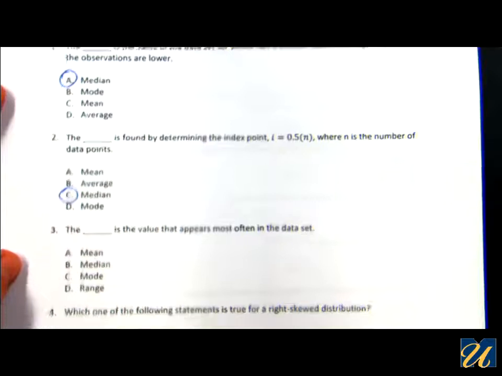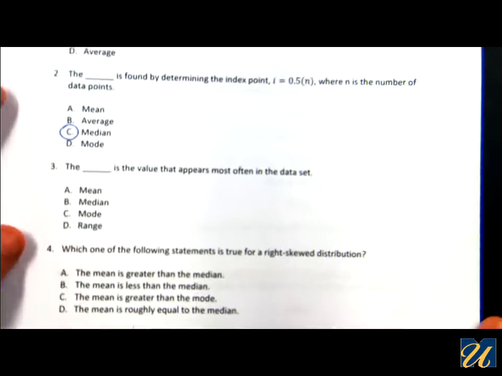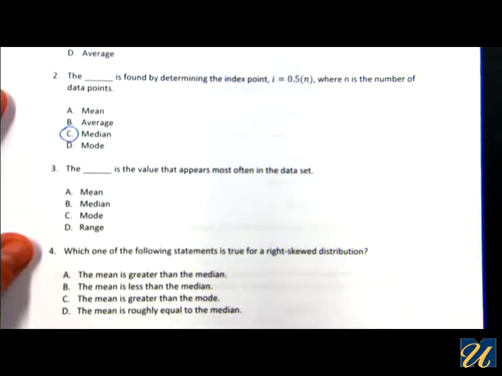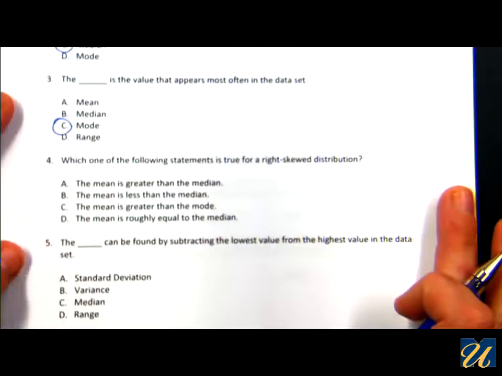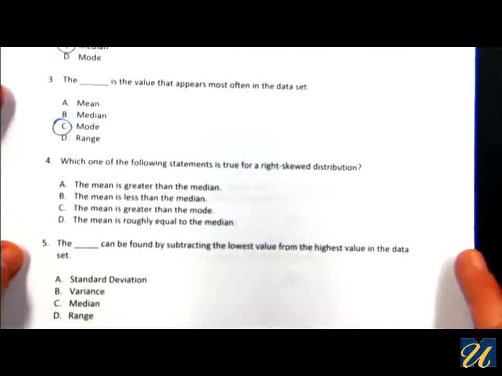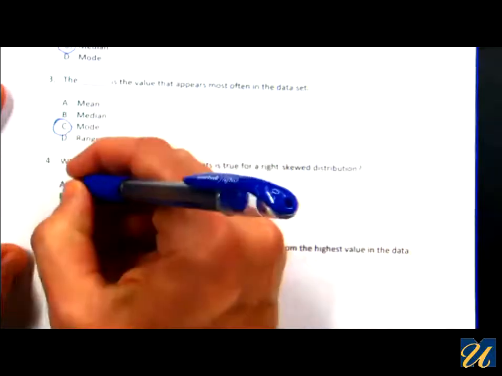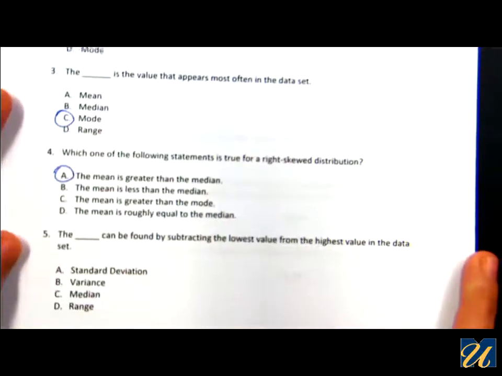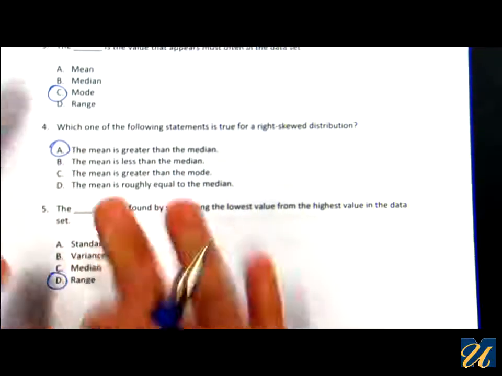The what is the value that appears most often in the data set? This would be the mode. Which of the following statements is true for a right skew distribution? That would mean that the mean is greater than the median. The what can be found by subtracting the lowest value from the highest value in the data set? That would be the range.